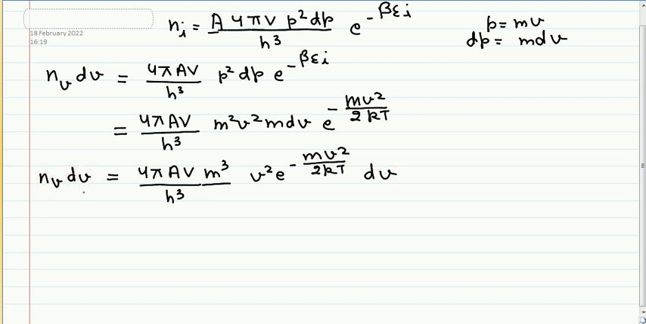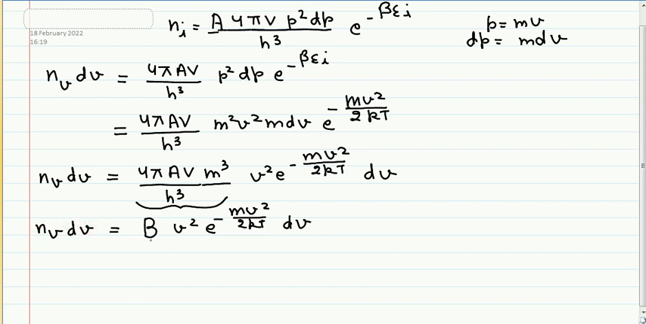So n(v) dv represents the number of molecules having speed between v and v plus dv. So this is the number of molecules or the distribution function for the speed. Now all these factors are constant, so let us put another term b. All these are equivalent to another constant b into v square e to the power minus mv square upon 2kT into dv. This is the speed distribution function n(v) dv.